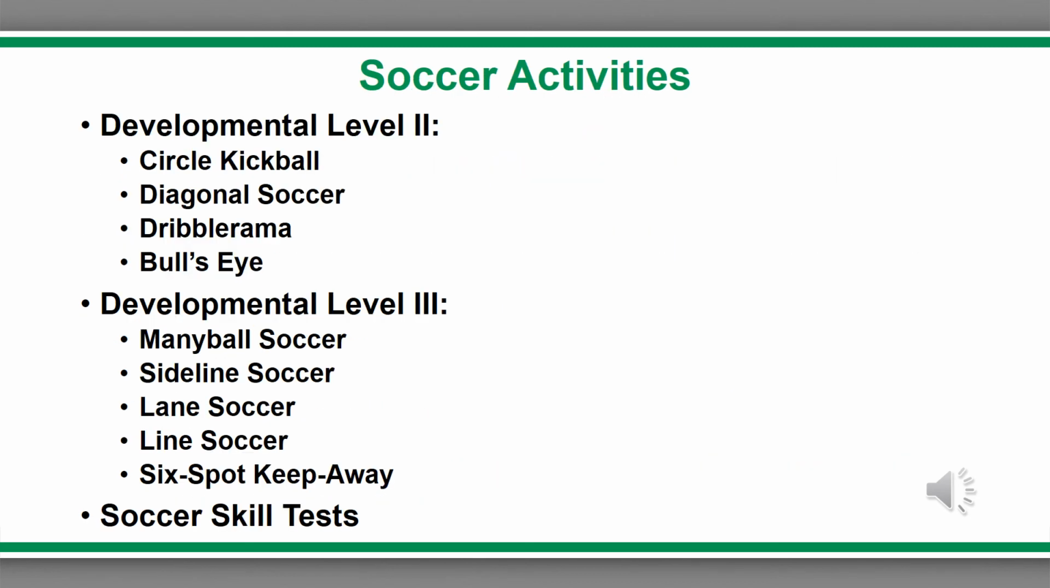What are the activities in this chapter for developmental level 2? You have your circle kickball. So notice these are lead-up activities. There's no true game, okay, where you're actually playing the soccer regulation game. These are lead-up activities, and these are for grades 3 and 4: circle kickball, diagonal dribble-rama, and bullseye. For developmental level 3, your 5th grade, you have mini ball soccer, where it may be a similar game of soccer, but you have a lot of balls on there. Sideline soccer, lane, line, 6-spot, keep away. Again, these are some more lead-up games or lead-up activities for the students to learn how to play soccer.